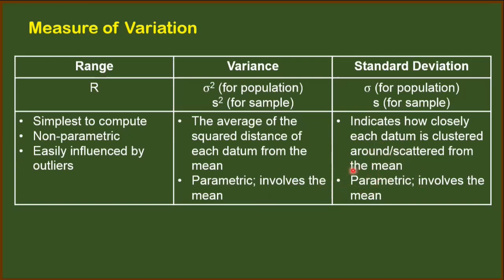Again, when we say parametric, we are dealing with the different measures of the population or the sample. Meaning, to compute for parametric measures like standard deviation and variance, we need to know the mean, the median or the mode, or any parametric measures to describe the population or the sample. For the range, it is not parametric because computing the range does not require us to know the mean.